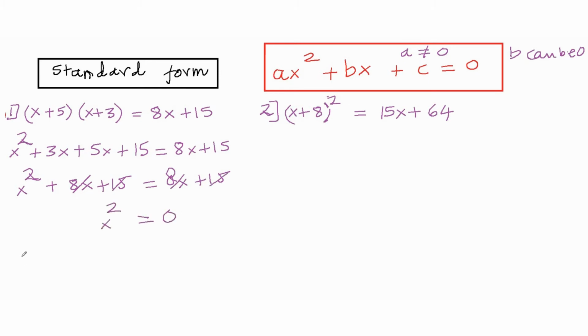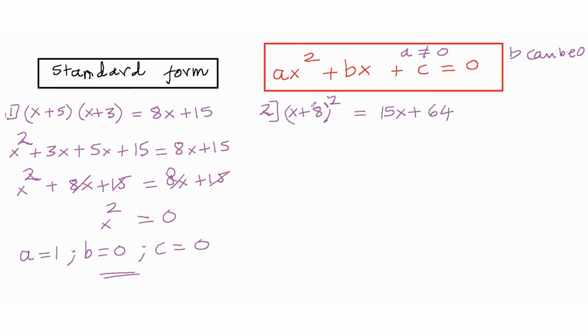So now here you will notice that there is no x term and there is no constant also, which means if I compare this with the standard form, I will get a equals 1 because the coefficient of x square is 1. The coefficient of x is 0, so b is 0, and the value of c is also 0, right? This is how I get the values of a, b and c.